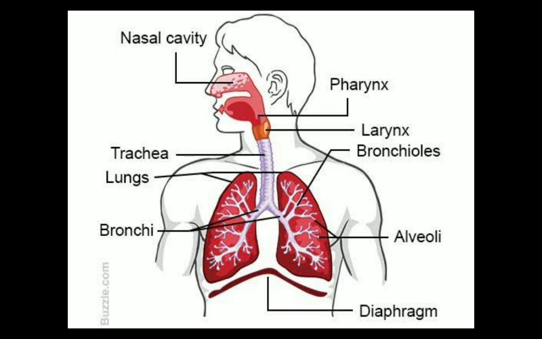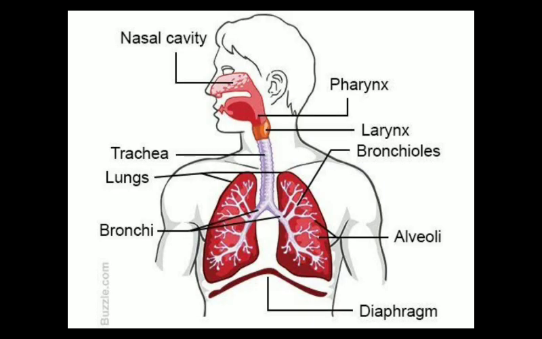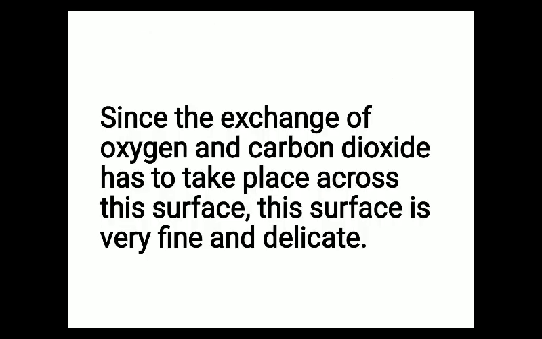In the respiratory system, you can see that the process of exchange of gases takes place inside the lungs. Human beings have one pair of lungs, the right lung and the left lung. From the atmosphere we breathe in, and finally the oxygen-rich air enters into the lungs, where the exchange of gases takes place. Since the exchange of oxygen and carbon dioxide has to take place across a surface that is very fine and delicate, in which part of the lungs does the exchange of gases take place? The answer is the alveolar sac.